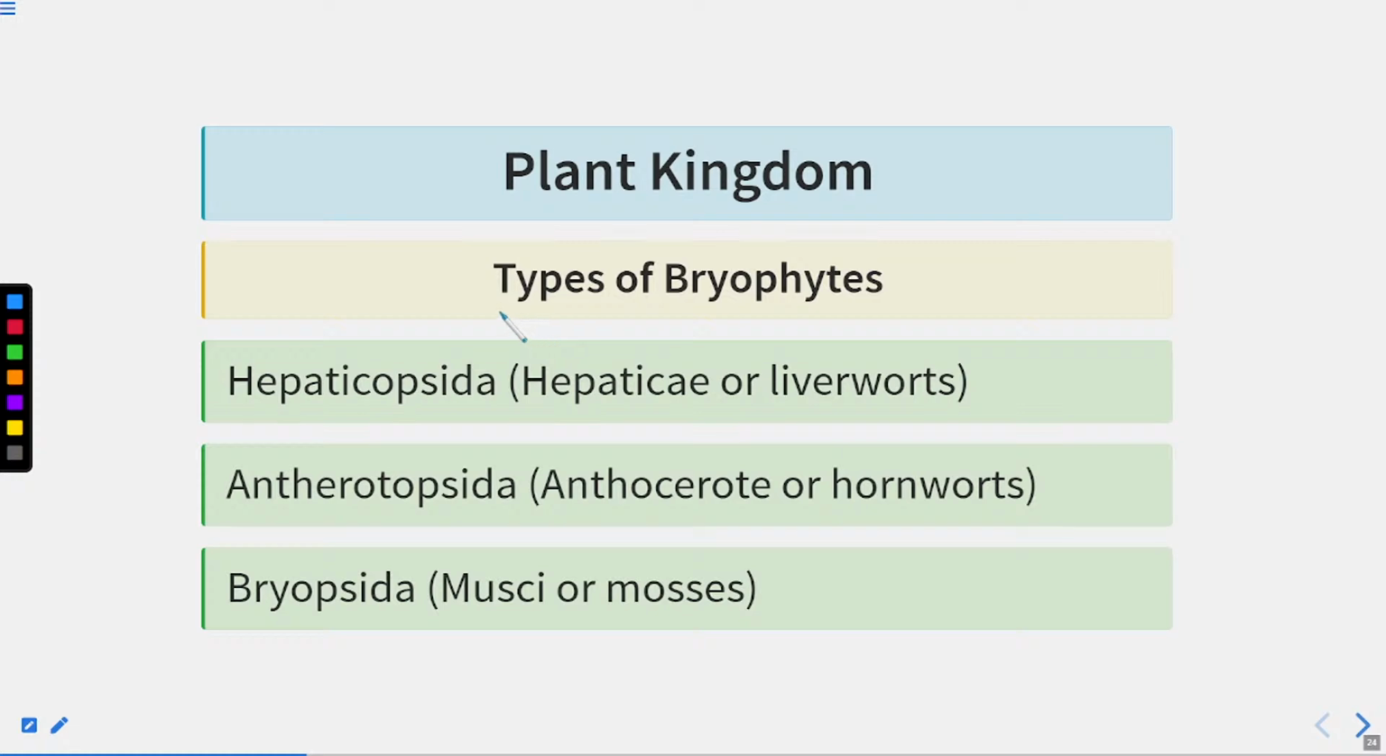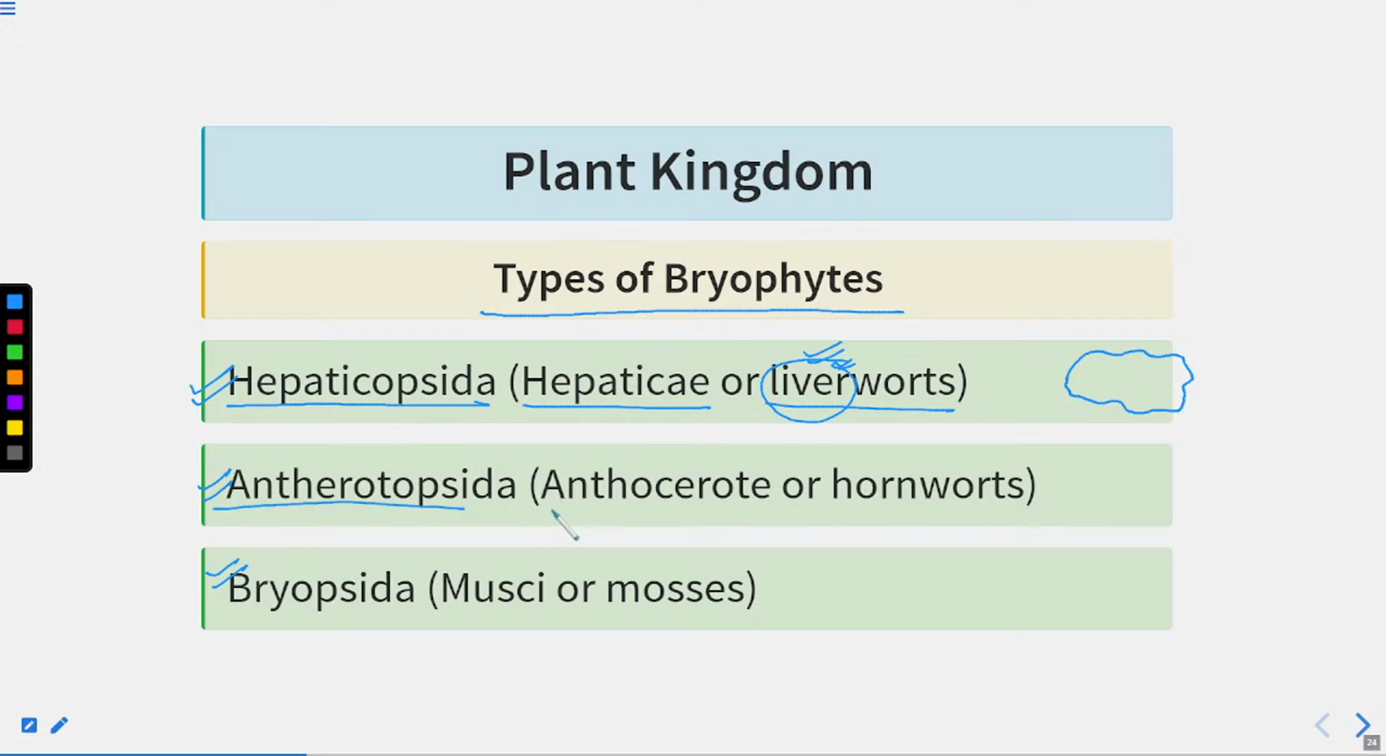Okay, so let us talk about the different types of bryophytes. We have three different types of bryophytes, right? The first one is Hepaticopsida. It is also called hepaticae or liverworts. Why is it called liverworts? The word liver is coming here. If you see the structure of this plant, it is somewhat irregular, like the shape of a human liver. So that is why it is called Hepaticopsida, right?